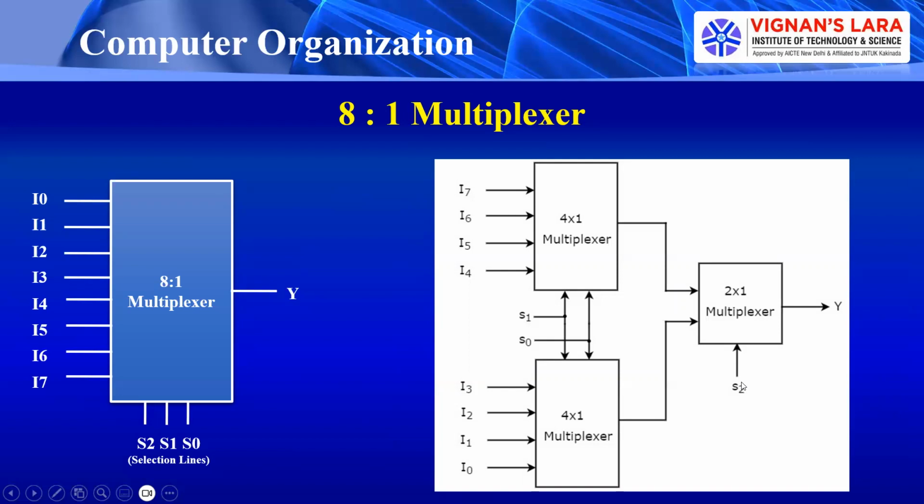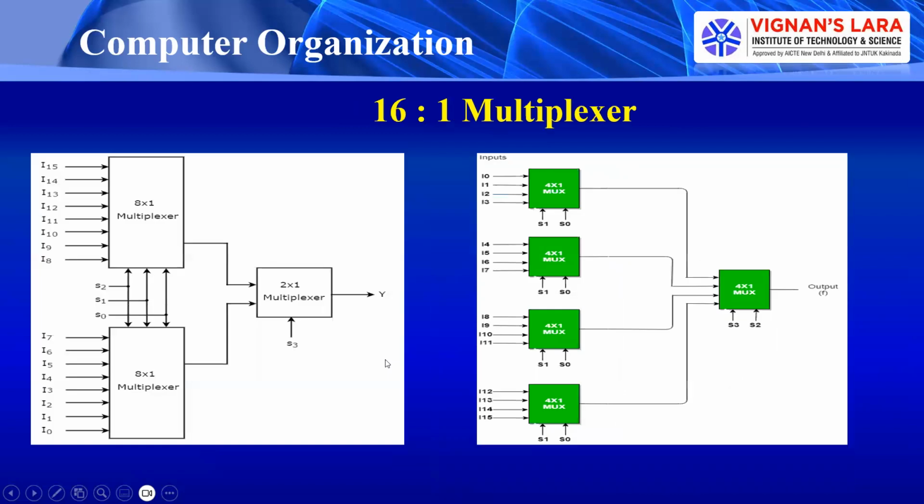That 2 by 1 multiplexer has a selection line which is the higher order selection line of our 8 by 1 multiplexer, S2. When S2 is equal to 0, we select inputs I0 to I3. Here this is the 0th input. And when S2 is equal to 1, we select the inputs from I4 to I7. That means this multiplexer selects. So based on this selection line combination, out of these 8 inputs, one input reaches the output Y. So this is an 8 by 1 multiplexer.